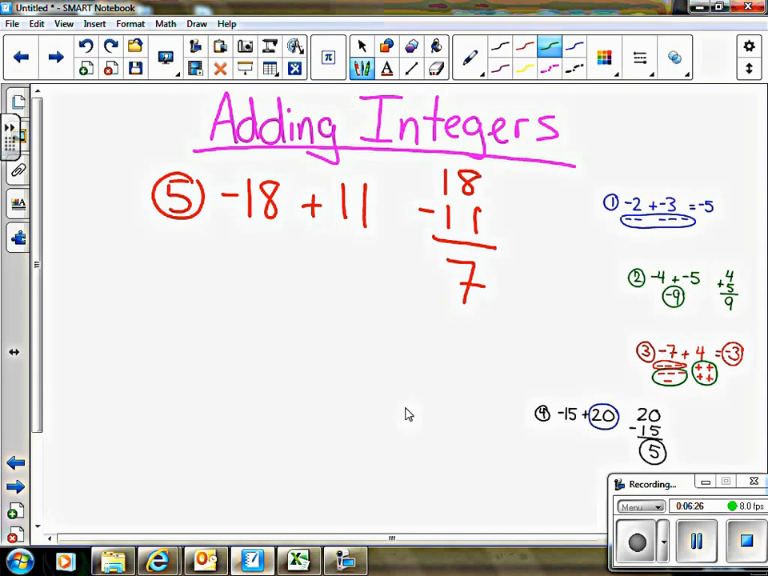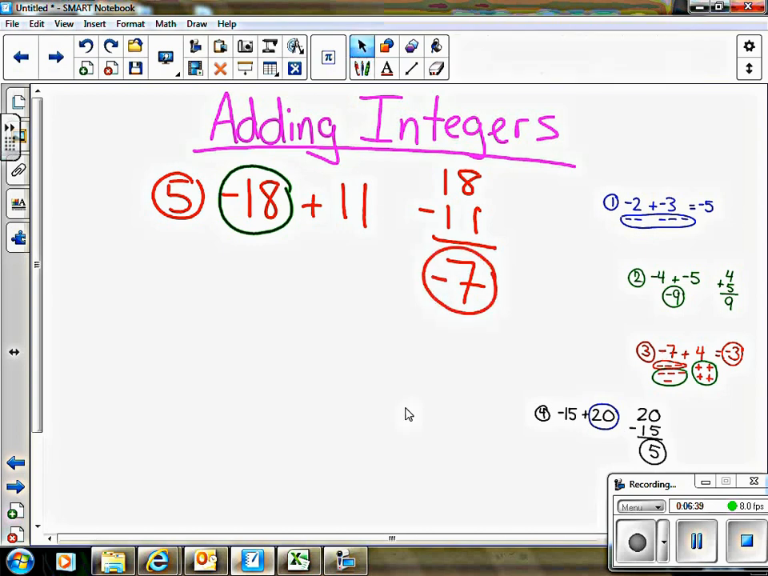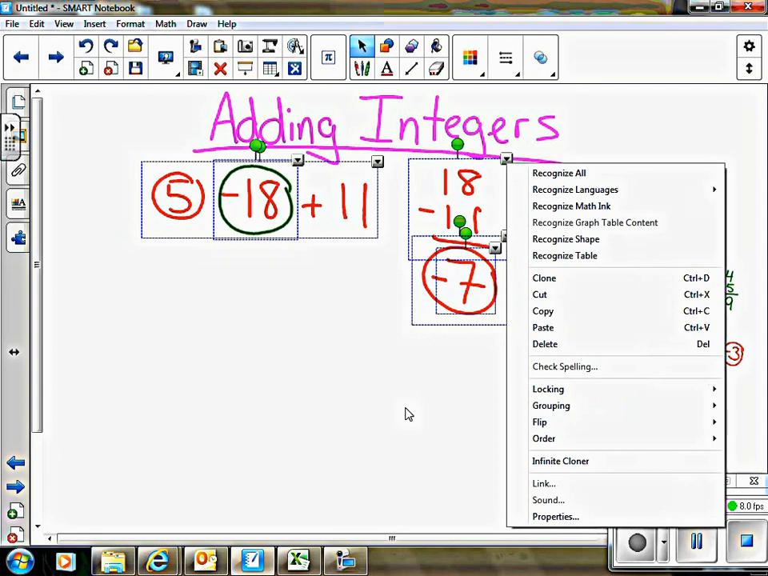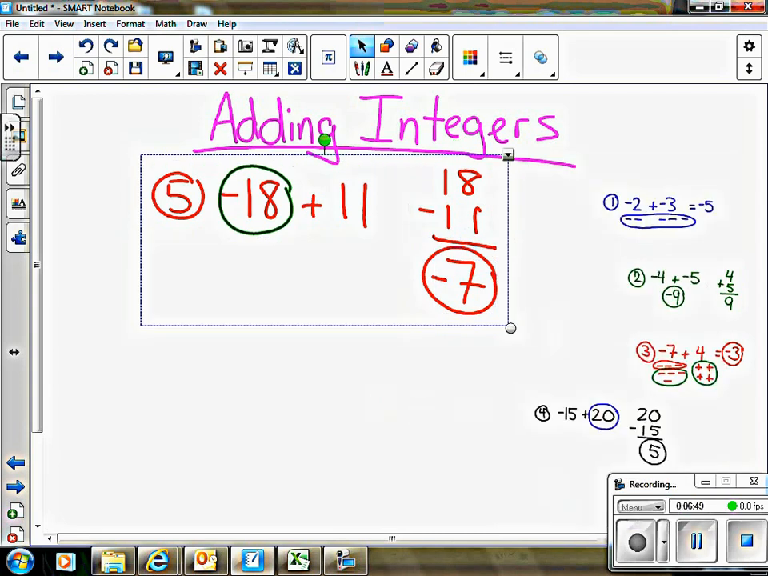Now, again, what you're going to do is you're going to look at which one was the bigger absolute value. In this case, it is 18. And so I'm going to give it the sign of that larger absolute value. So this is going to become negative 7. Therefore, when you add negative 18 plus 11, your answer is going to be negative 7. It means there are 7 more negative signs than there are positive signs.